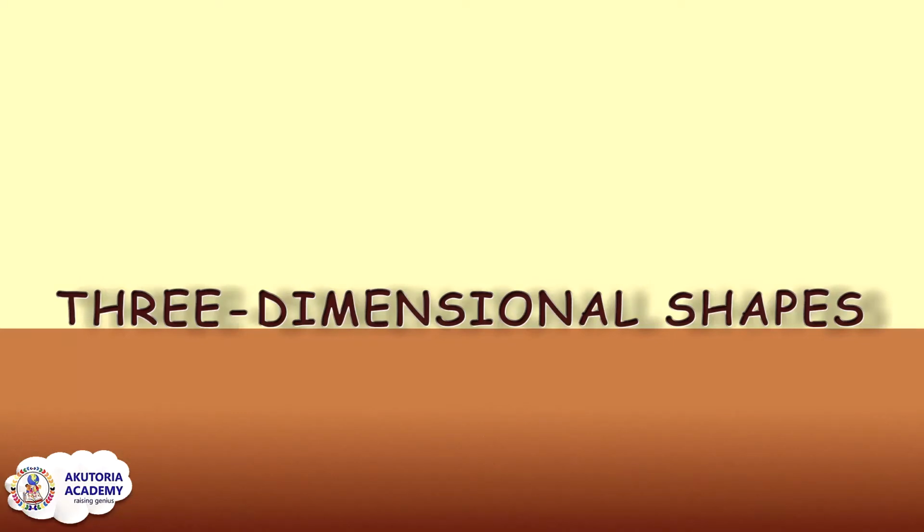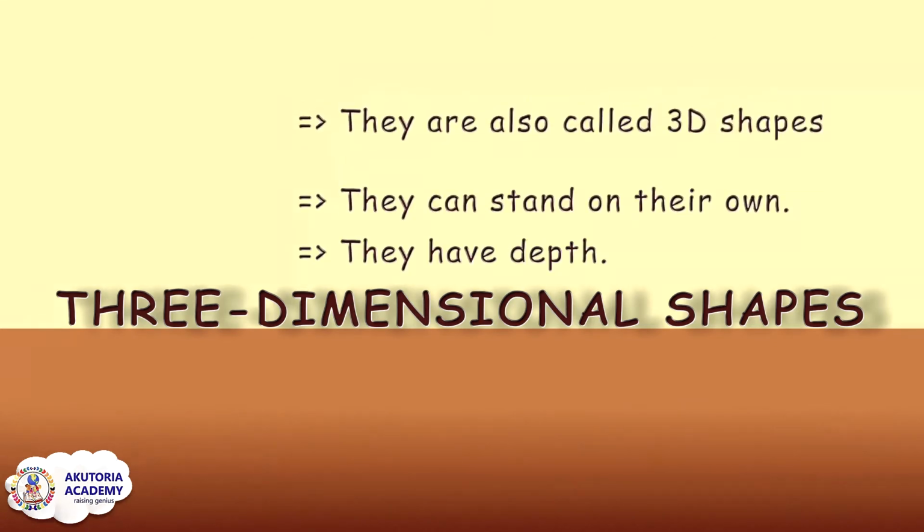Hello and welcome. Today we are going to learn what three-dimensional shapes are, their examples and their different parts. This will help us identify them when we see them around our environment. Three-dimensional shapes are also known as 3D shapes. They are shapes that can stand on their own, unlike the flat shape that cannot stand on its own.